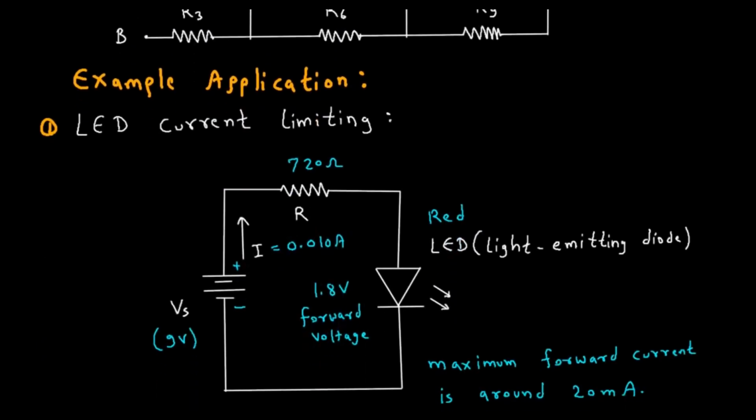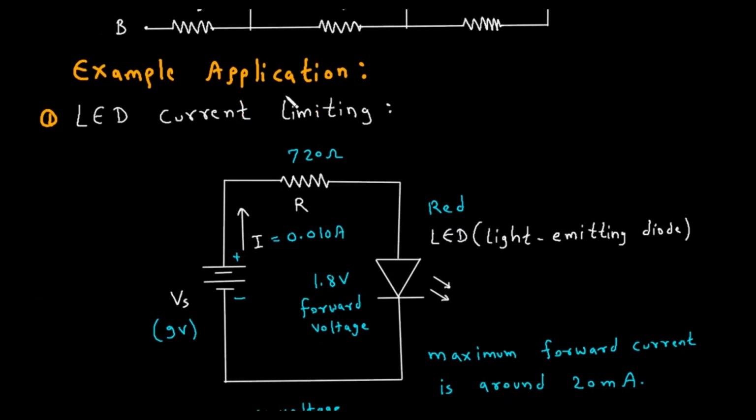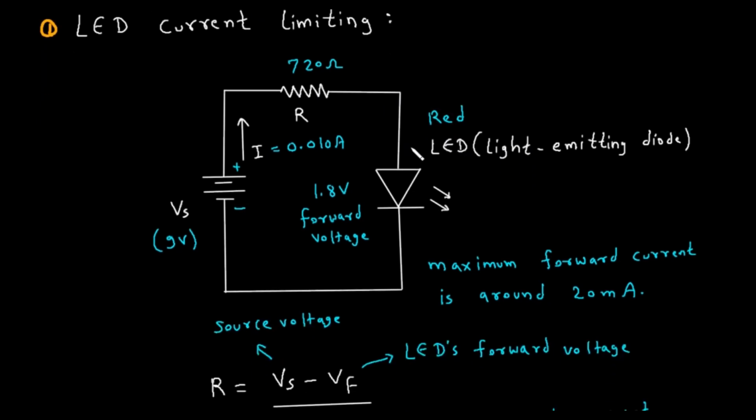Now we will see example applications of resistor. So number one example application is LED current limiting. As we know, a resistor is used for limiting the current. So here in this circuit we are using this resistor for limiting the current through the LED. Otherwise, if we give more current than the rated current to this LED, then this LED will burn out. So to avoid this, we will use a resistor.